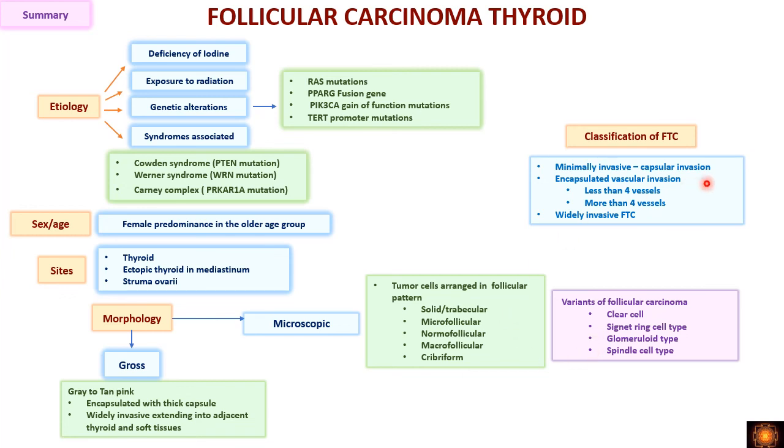Now classification, as we have seen, it is either minimally invasive with only capsular invasion, or encapsulated angioinvasive, where we have to see whether it's less than 4 or more than 4 vessels, limited vascular invasion or not. And then widely invasive, where it infiltrates into the thyroid parenchyma and into the extrathyroidal soft tissues. So this finishes the follicular carcinoma.